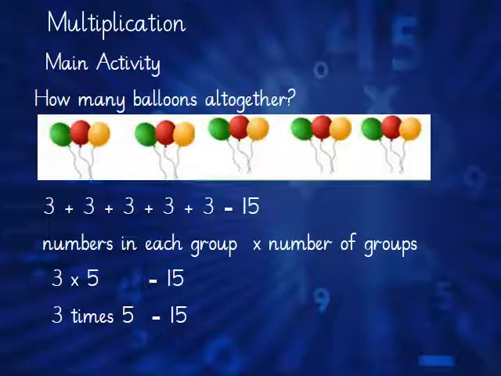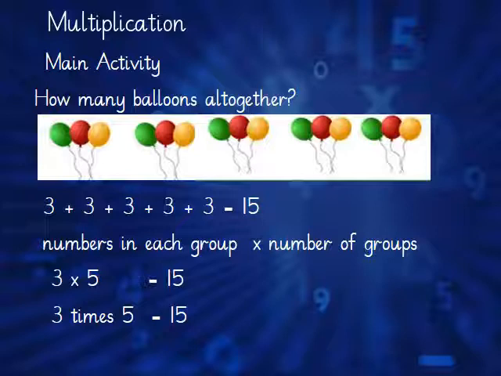Let's move towards the next part of the lesson, the main activity, for the topic multiplication. Let's discuss the given question. How many balloons altogether? Observe the given picture very carefully. There are 5 groups of balloons with 3 balloons in each group, and we need to find out the total number of balloons. One way of finding the total number of balloons is repeated addition. That is 3 plus 3 plus 3 plus 3 plus 3 is equal to 15.